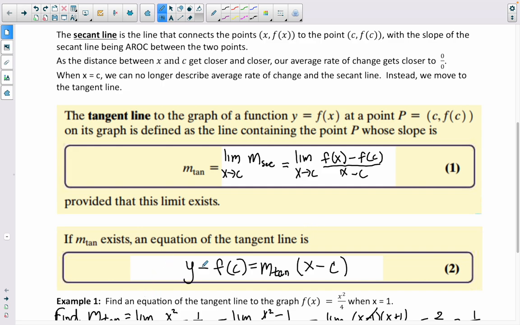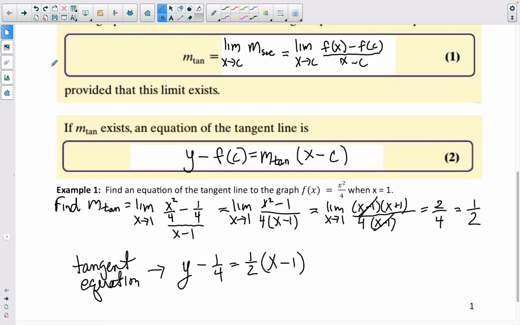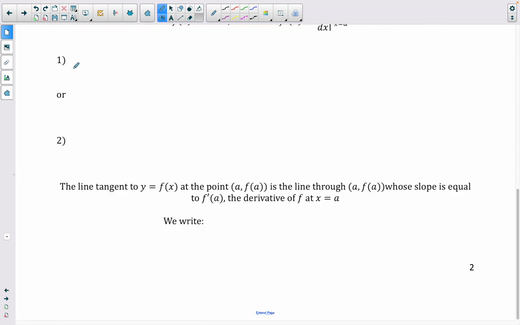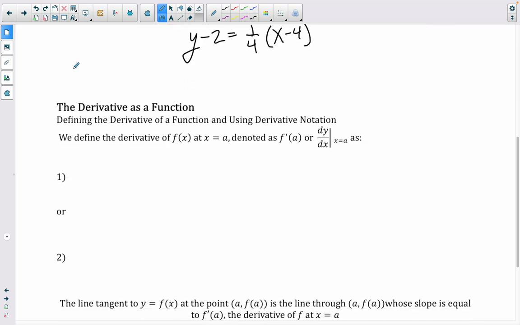Once we know the slope of the tangent, we can then write the equation of the tangent line. Please make your life easier: use point slope form unless they ask for something else. Don't do more than is necessary. So we're going to pick it up right here with the derivative of a function. We're going to define the derivative of a function, and we're going to start using derivative notation.